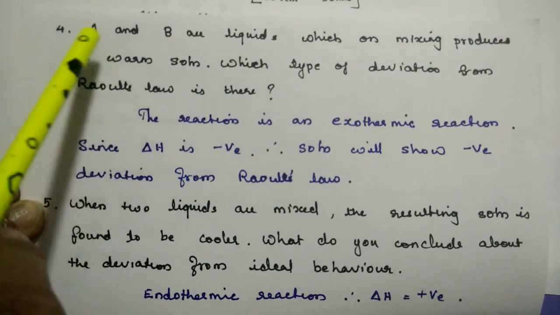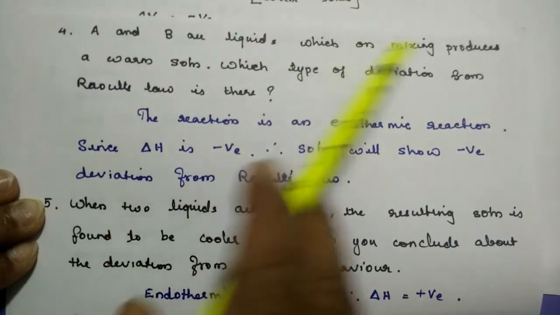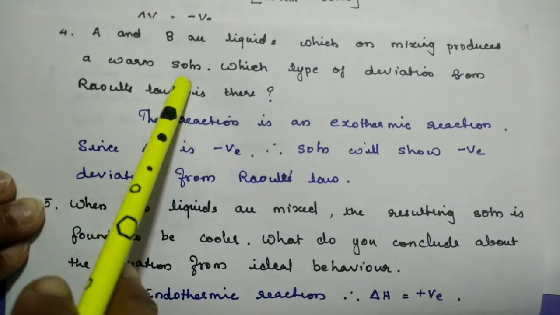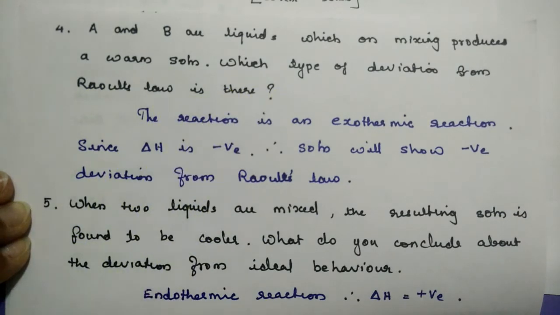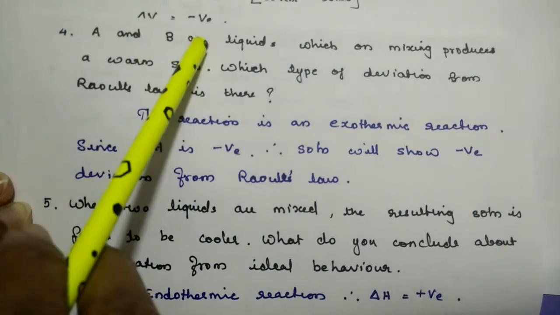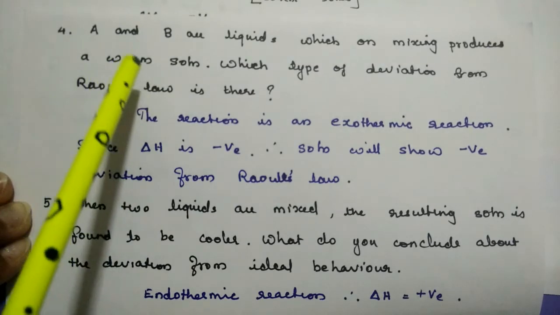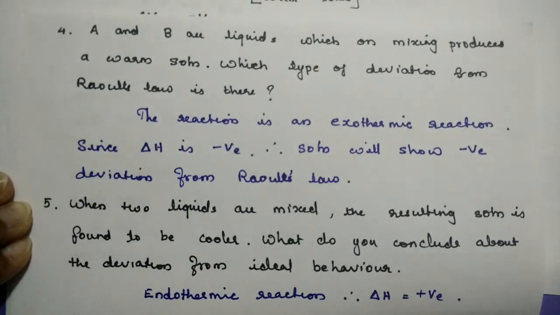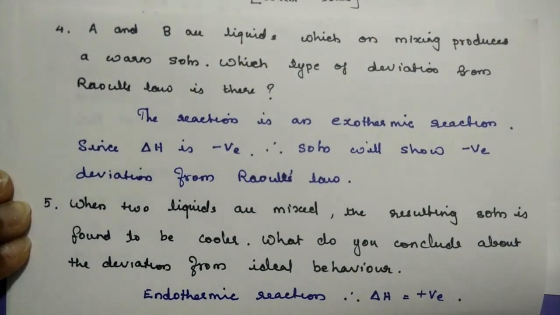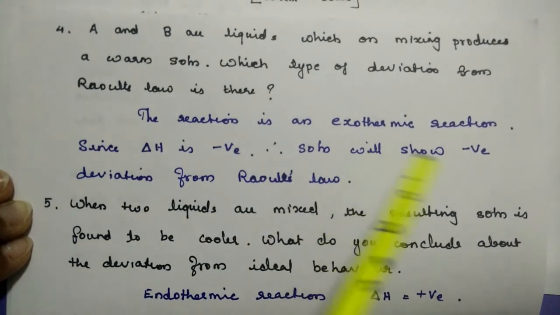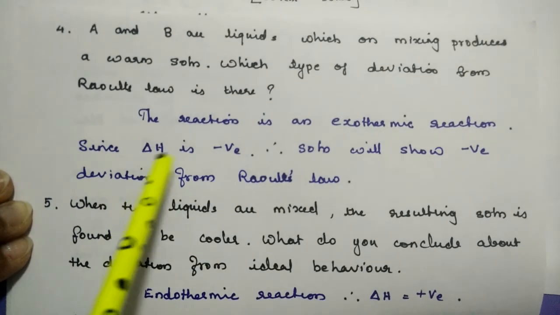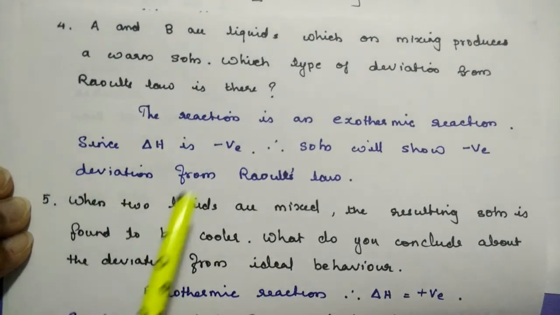Fourth one, A and B are liquids which on mixing produce a warm solution. Which type of deviation from Raoult's law is there? When A and B mix together you are getting a warm solution. Warm means an exothermic reaction is taking place. So delta H should be negative for an exothermic reaction. That's why the solution shows negative deviation, because the delta H value is negative.